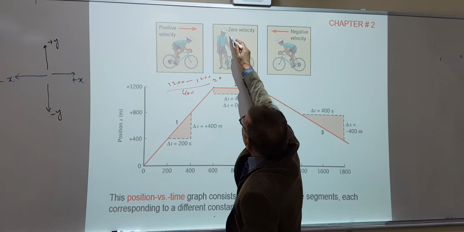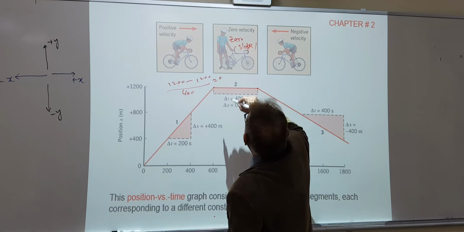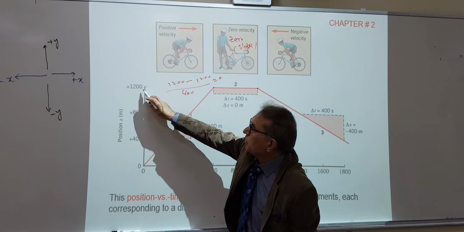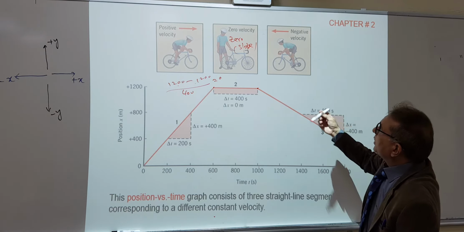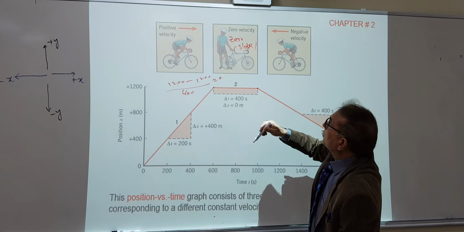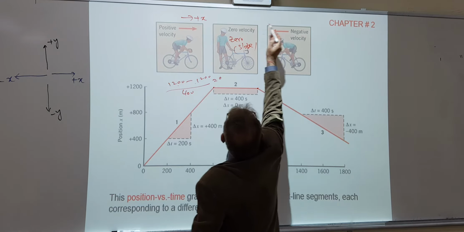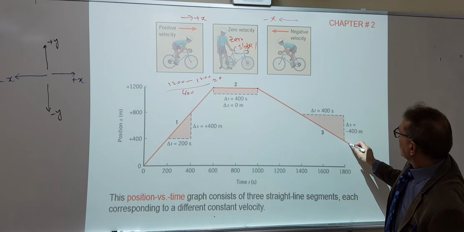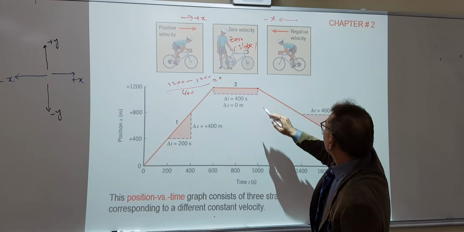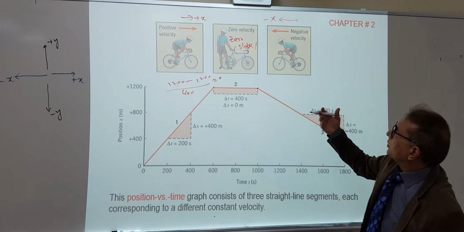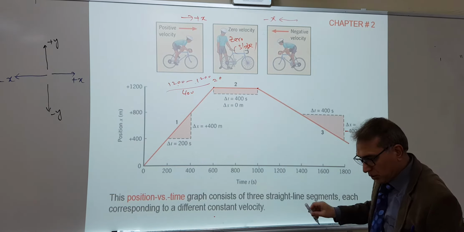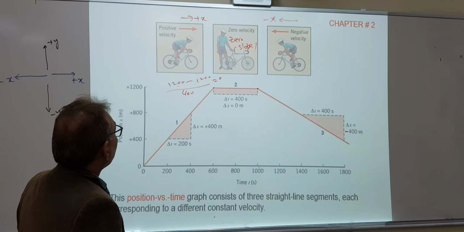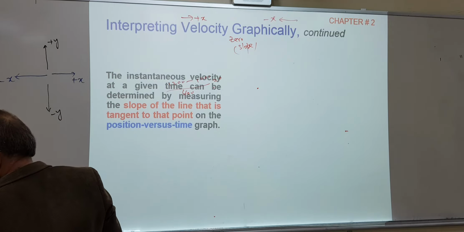0 velocity means 0 slope, right? And now again, he is at plus 1200 and the distance is decreasing, meaning he is moving to the left, to the negative x-axis. This is positive x, this is negative x. So this is final and this is initial. You will get minus, as I told you earlier. So the slope of the line which is coming down is negative. So negative slope means negative velocity.